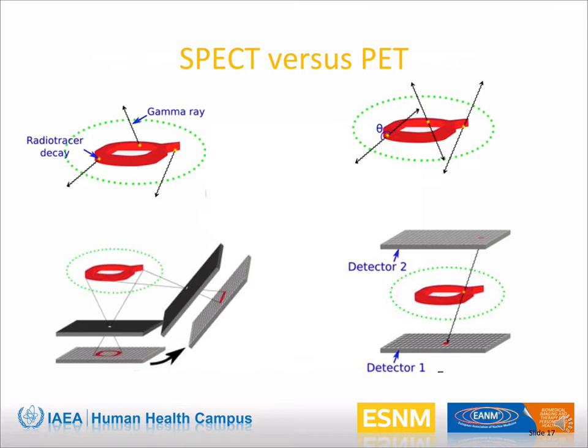If we compare single photon emission computerized tomography versus positron emission tomography, we have single gamma rays passing through the lead septum and getting detected by the camera. So there come many single events. And in PET, we don't have any collimators, but we detect coincidences. That is when two events occur at the same time in the camera.